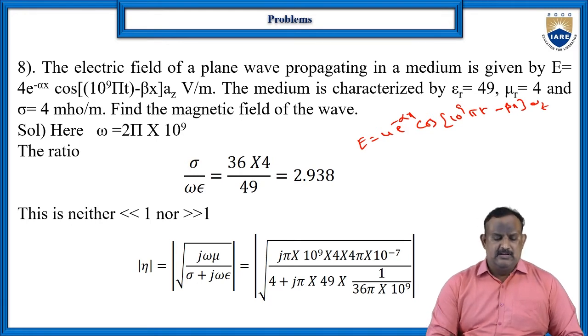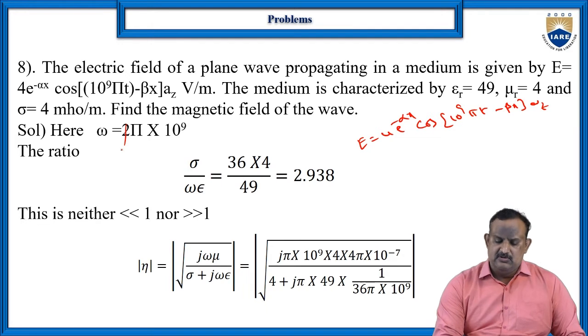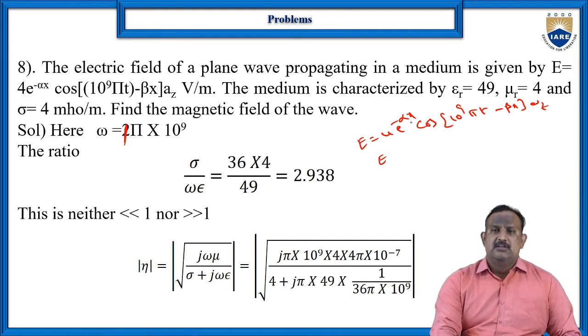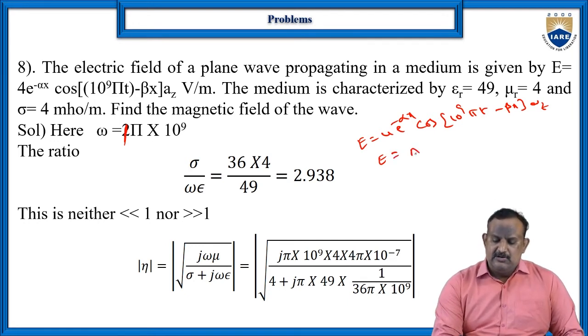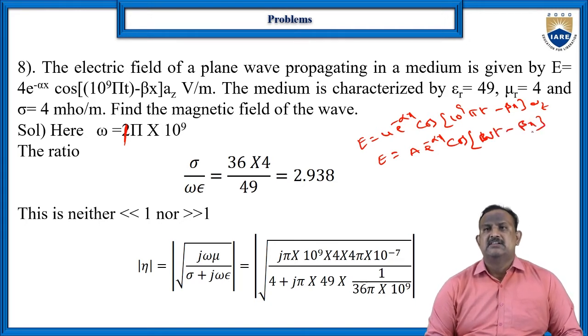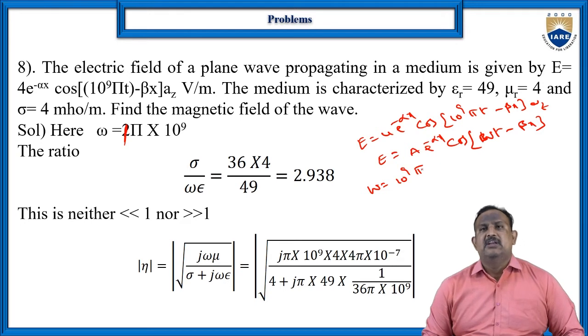So here we need to find out the magnetic field of the wave. Then we need to compare the expression. Here E is equal to 4, which is the amplitude, e power minus alpha x, where alpha is the attenuation constant. Therefore E is equal to amplitude A into the attenuation factor into cos of omega t minus beta x, where, if you compare the expression, omega is nothing but 10 power 9 pi.